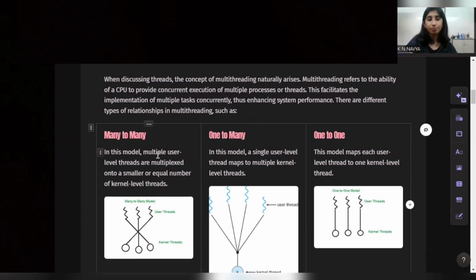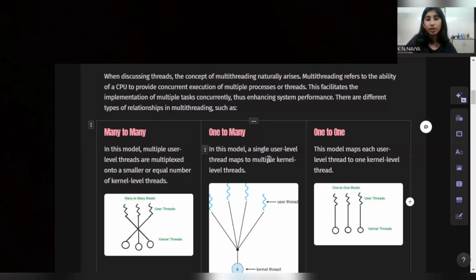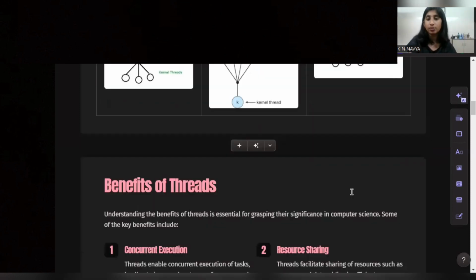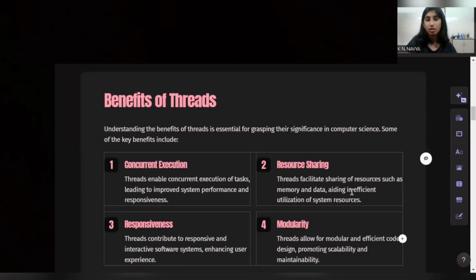In many-to-many, multiple user level threads are multiplexed onto a smaller or equal number of kernel level threads, as you can see in this diagram. In one-to-many, a single user level thread maps to multiple kernel level threads. In one-to-one, each user level thread is mapped to one kernel level thread. You can refer to the diagrams. Moving on to the next slide, which is benefits of threads.